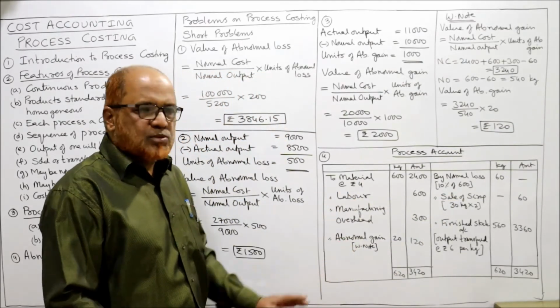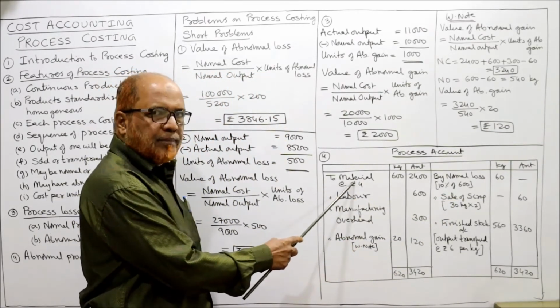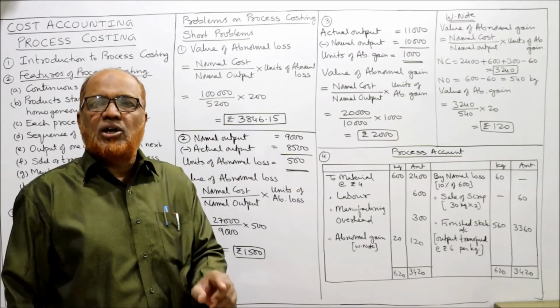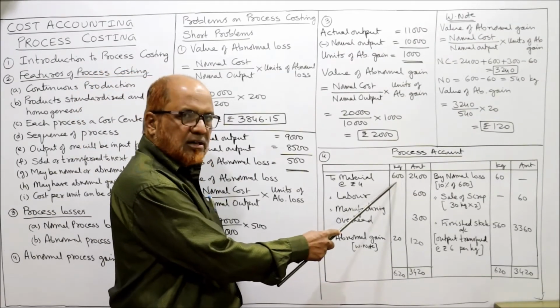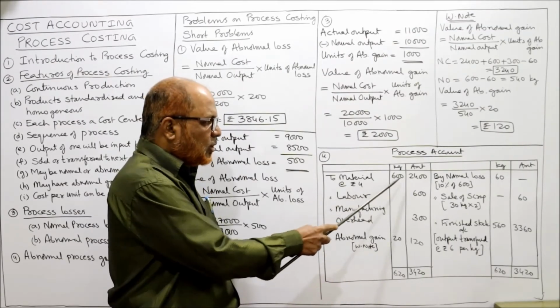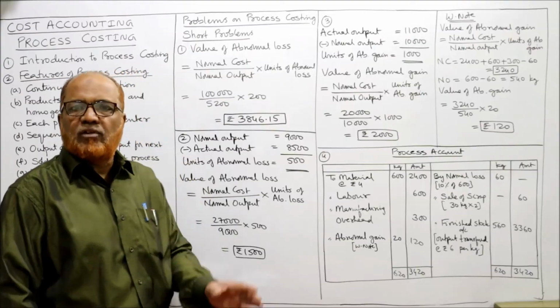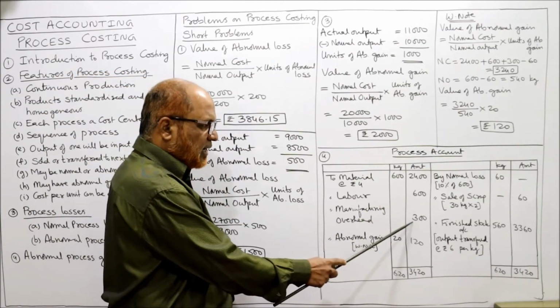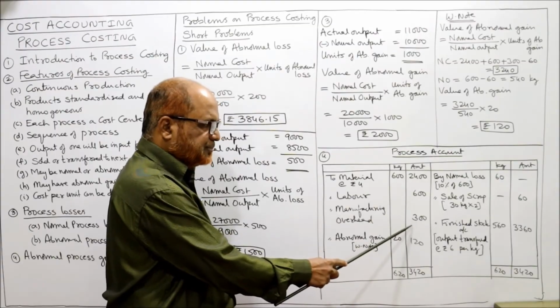Debit side we take all expenditure. Material: it is given in the problem material introduced 600 kilogram. So kg column 600 and the rate of material is 4 rupees. So 600 into 4, 2400 worth of material was introduced. Labor 600, manufacturing overhead 300. These three items are given in the problem.